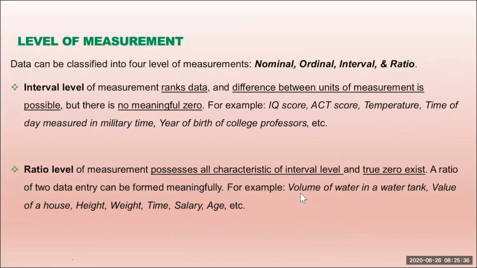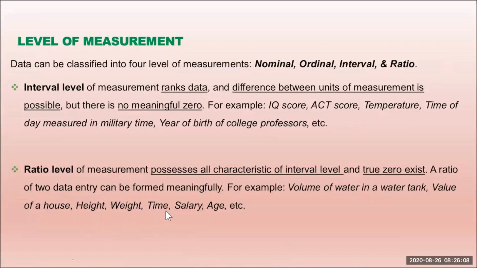If you look at the examples here, for example, volume of water in a tank. How much water is there in a tank? 500 liters. See, a pure number. So ratio. Value of a house, $300,000. So that is a pure number, ratio. Your height, 5.7. Although it takes a decimal, you know, it is pure numerical data. That's why this is ratio. Your weight or weight of something, a pure number, ratio.